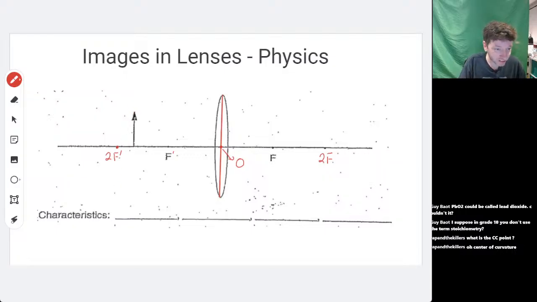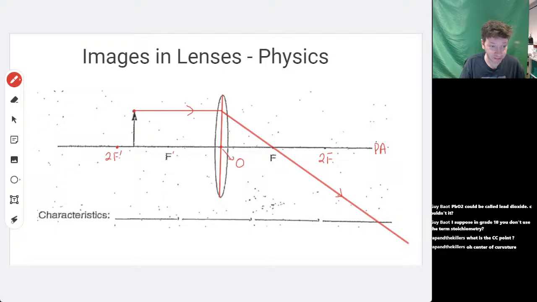The rules are fairly similar though, so let's go through them. First, you draw one parallel to that principal axis. Same thing, this is our principal axis. Now in this case, it's not going to reflect through f because it's a lens, so it's going to refract through f. So from this point, we're going to have it go through the lens, refracting, and through that focus here. And we can draw our arrows. Okay, that's the first one.